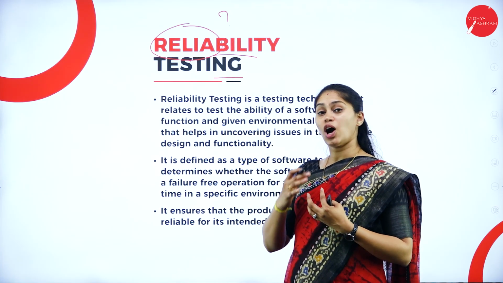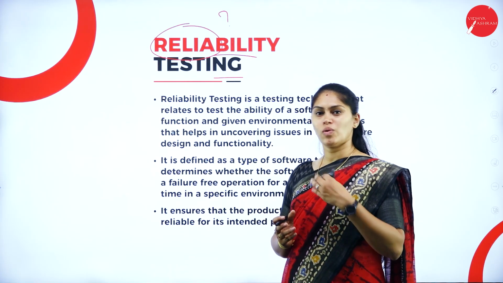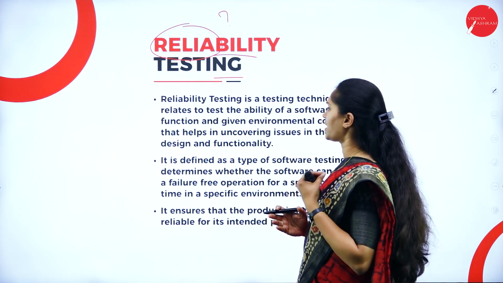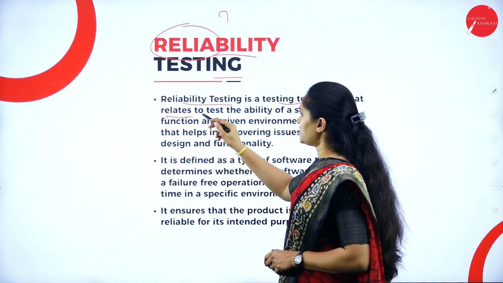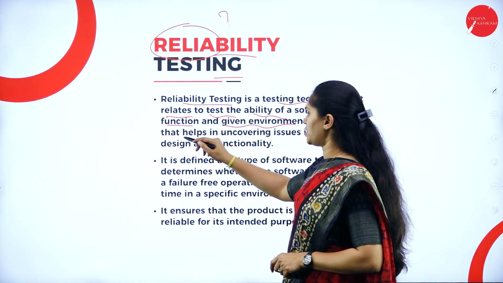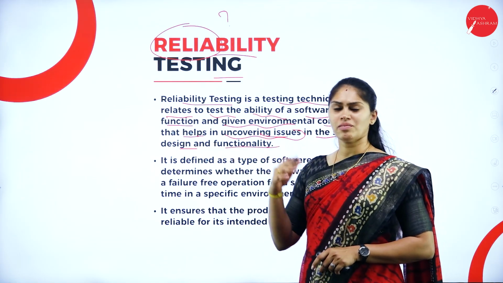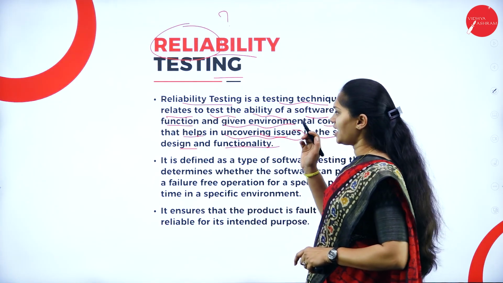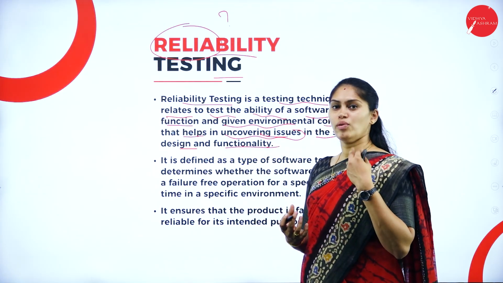If something goes wrong, how much time will it take to recover from that failure? What is its potentiality to overcome that particular failure? Then we can say it is a reliable system. That means we can trust. Reliability testing is a testing technique that relates to testing the ability of a software to function in a given environmental condition, which helps in uncovering issues in the software design and functionality. Whatever could be the situation, whatever could be the environment, in that environment, what is the ability of the software to function, and with what potentiality will it function.